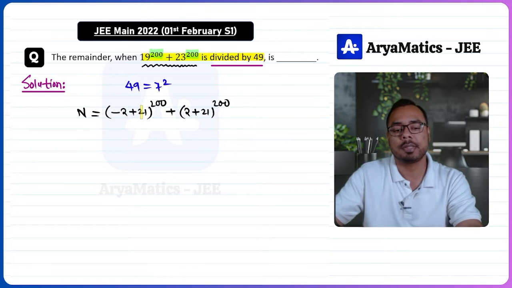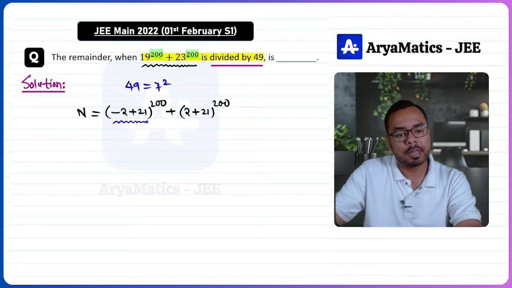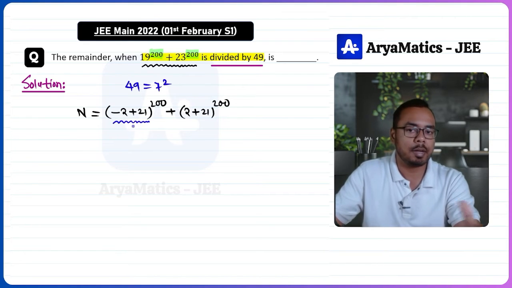Also, I'm trying to write this expansion in increasing powers of 21, right? So therefore, first I have written minus 2 and then 21. Now you can see that if I expand it using binomial theorem, then in the first expansion, you will get alternate positive and negative terms. In the second one, you will get all positive terms. And the negative terms of the first one will be cancelled by the positive terms of the second expansion.